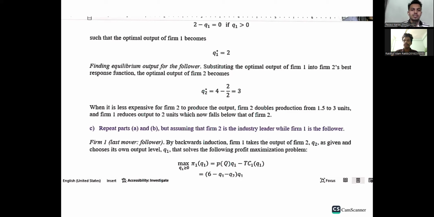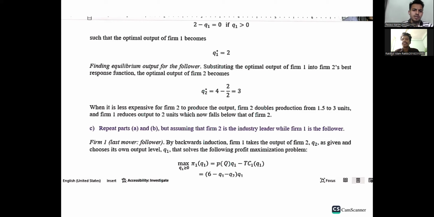So we say that when it is less expensive for farm 2 to produce the output, farm 2 doubles production from 1.5 to 3 units. In problem A we found the production was 1.5, so it is increasing. And farm 1 reduces output to 2 units, which now falls below that of farm 2.